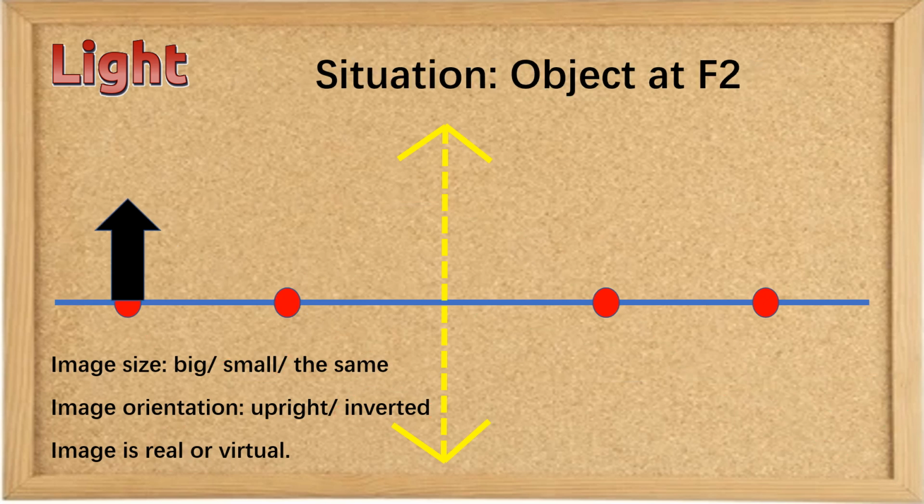Now try to do this example. In your situation, the object is now at F2. Meaning it's on top of your secondary focal point. For our example, you can use only two ray diagrams, or if you want the three, then it's also okay. So please do this one. So image size, is it big, small, or the same? Is it upright or inverted, or is it real or virtual?